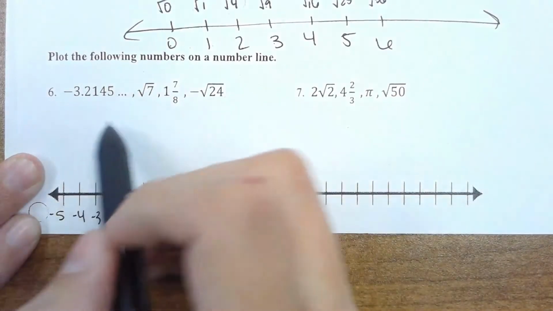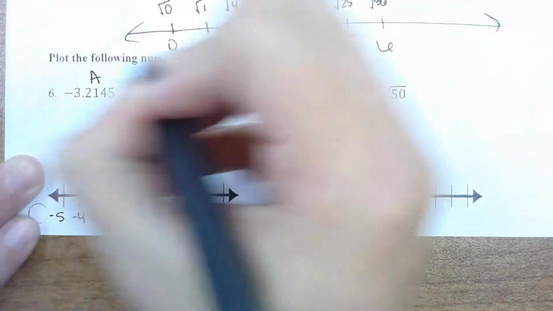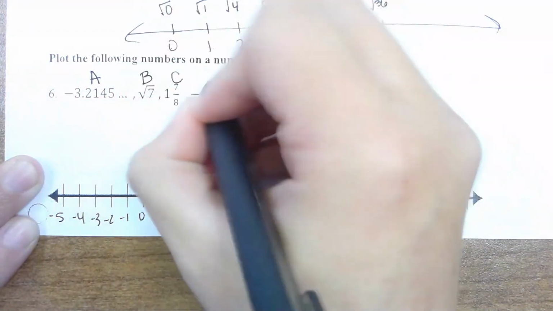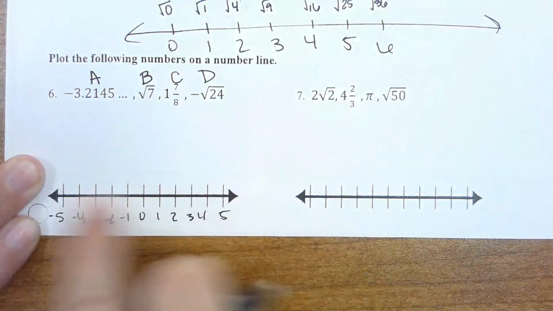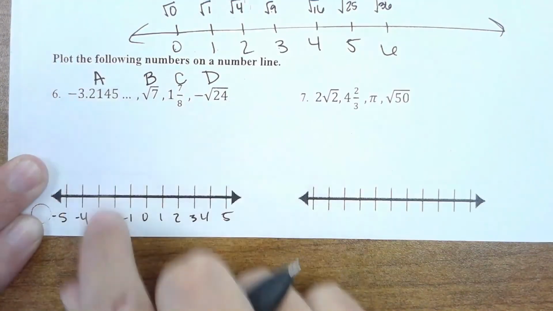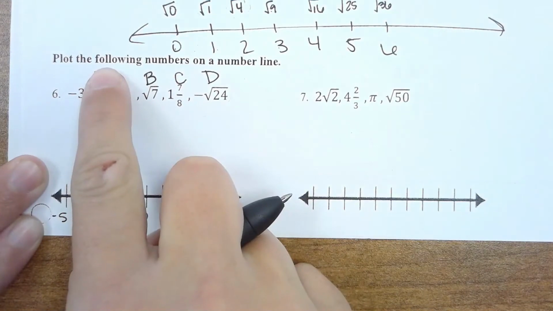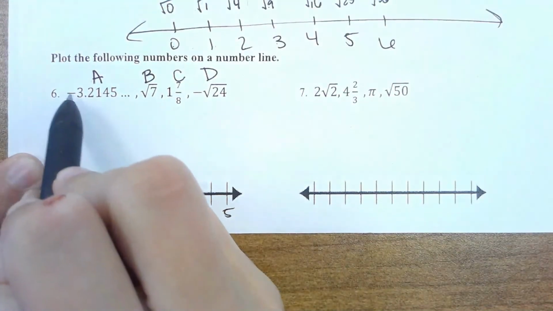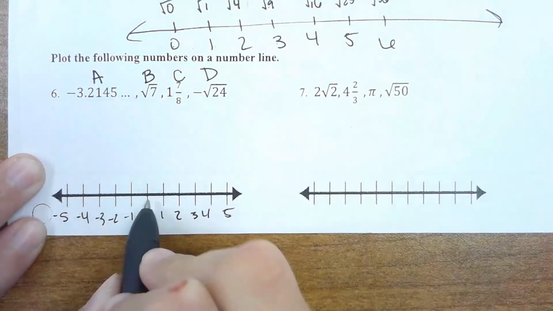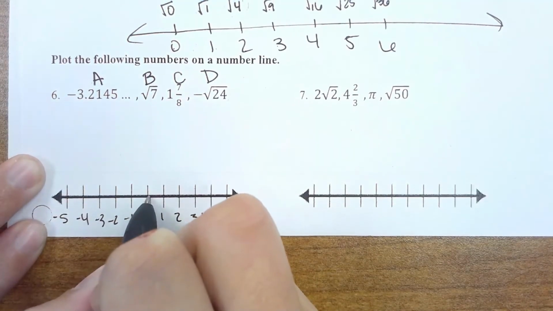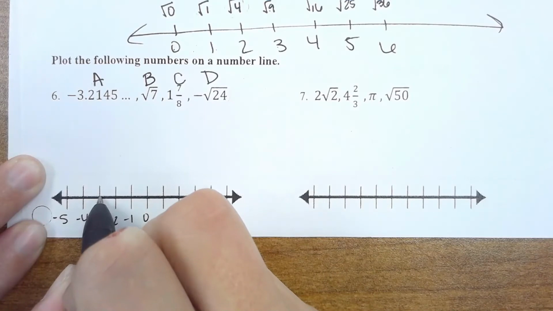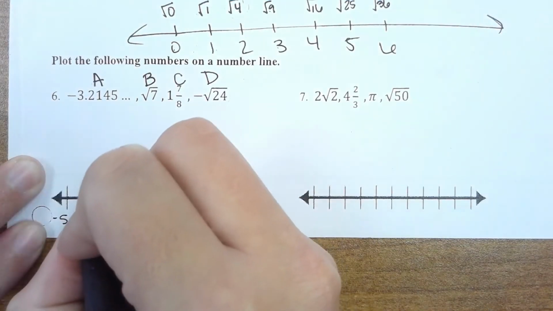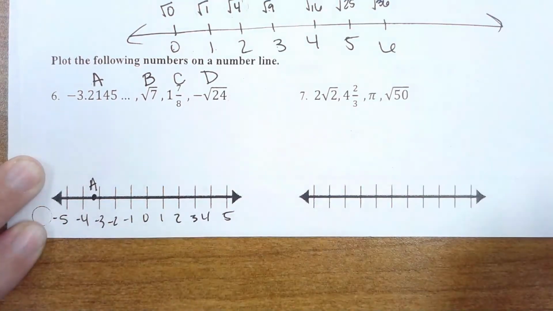Okay, so whenever you guys go to plot these, I always label them by capital letters so that I'm not trying to write all these numbers on my number line. I'm just going to plot a dot and then correspond it with the letter that I have up here. So like A is -3.2145. So you start at 0, go over -3, and then you go over 0.2 more. So A would be somewhere in this region.